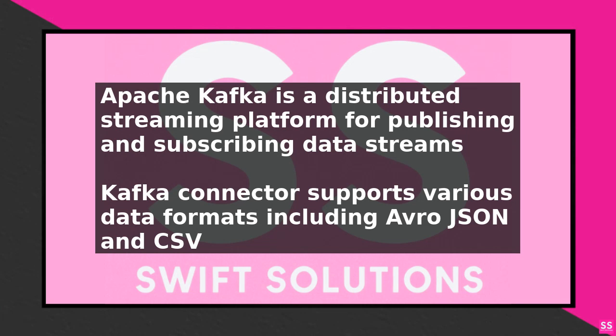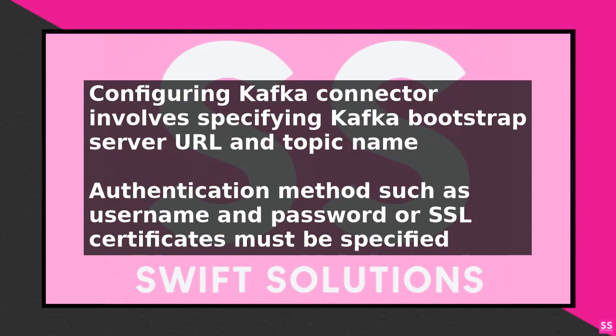Practical example of ingesting data from Kafka. For example, suppose you have a Kafka topic named orders that contains data in JSON format. To ingest this data into Azure Synapse, you would create a new Kafka connector and specify the Bootstrap server URL, the topic name, and the data format as JSON. You would also specify the authentication method and any other relevant settings.